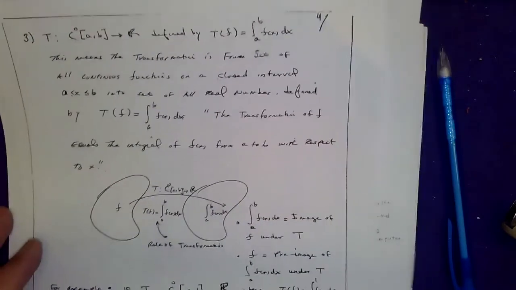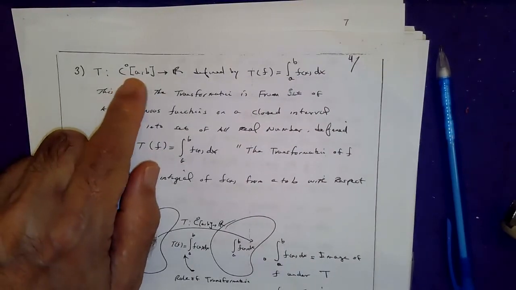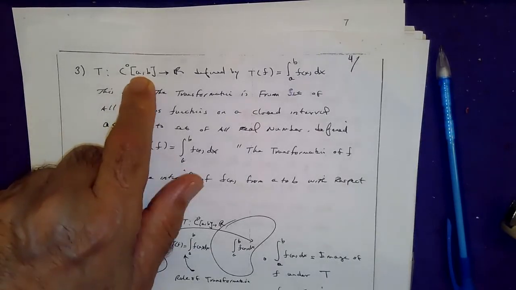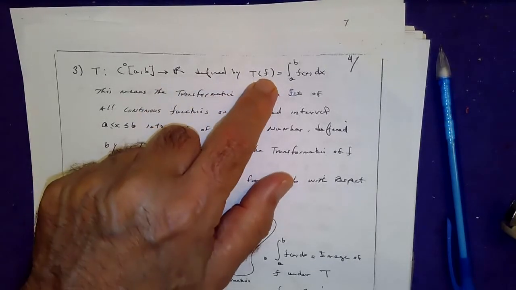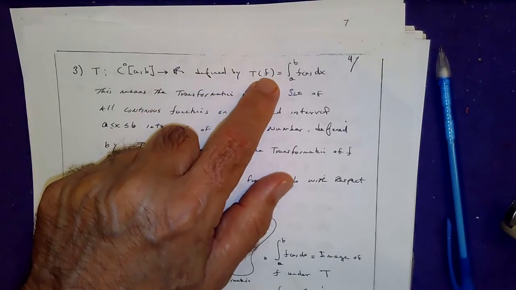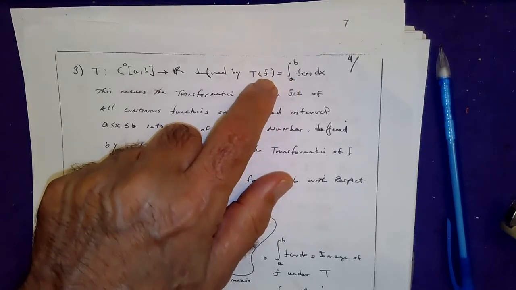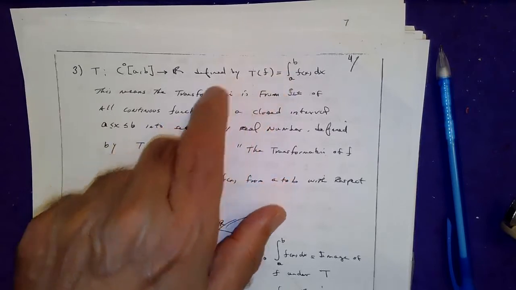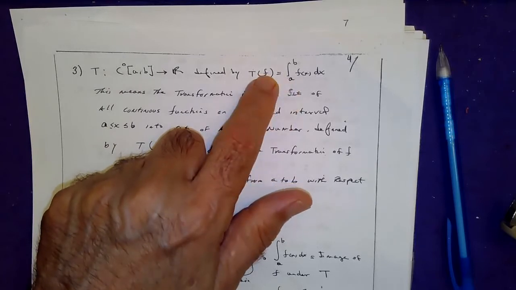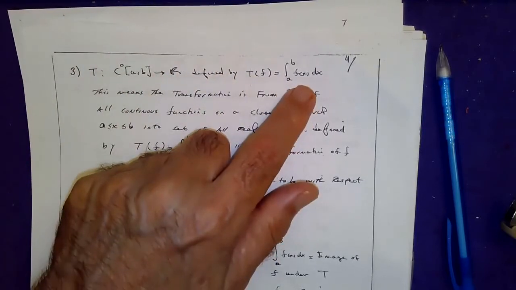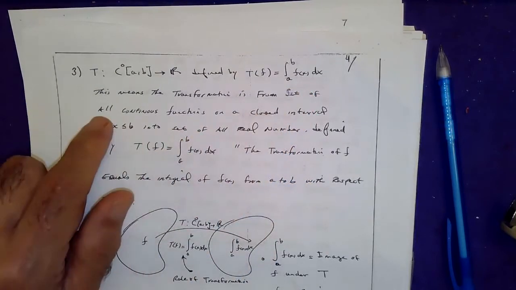Sometimes you may have a transformation from the set of continuous functions over a closed interval A and B into the set of real numbers, and the rule of transformation is that the transformation of function f is the definite integral of f of x dx between A and B. In other words, these are continuous functions, but the image of those continuous functions under this transformation is a bunch of real numbers, because the definite integral gives you real numbers, right?